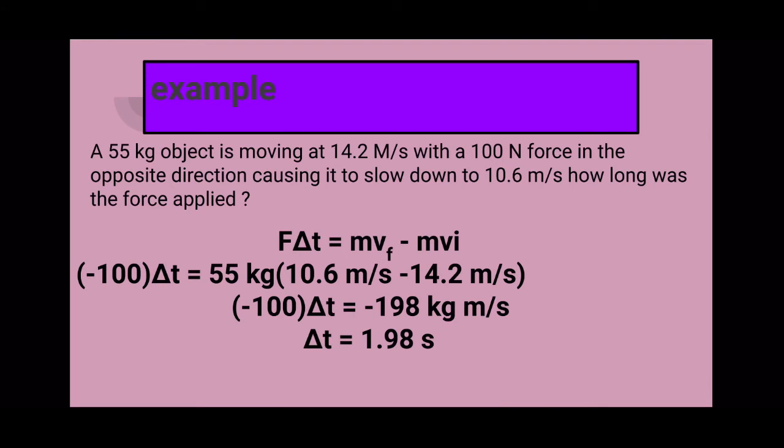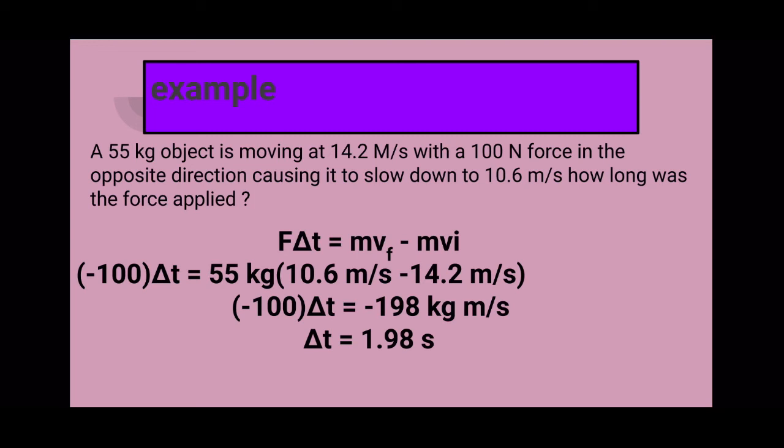So, as an example, we have a 55 kilogram object moving at 14.2 meters per second with a 100 N force in the opposite direction, which is causing it to slow down to 10.6 meters per second. How long was the force applied? With that information, we know that we are going to use the impulse momentum theorem. So, negative 100 is the force, negative because it's going in the opposite direction. Then we have 55 kilograms as the mass, multiplied by 10.6 minus 14.2, the final velocity and the initial velocity.